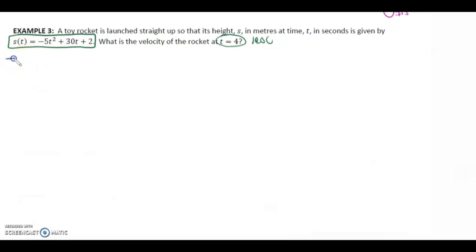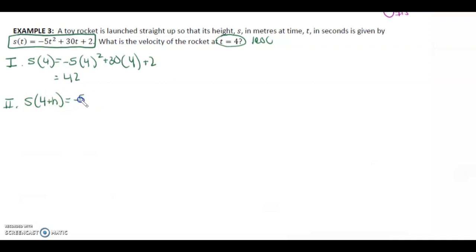Okay, so let's do the 3 steps from lesson 1.2. We're going to do s at 4, and let's go ahead and sub it in. Negative 5 bracket 4 squared plus 30 times 4 plus 2. And we are going to get 42. Okay, and step 2, we're going to sub in s at 4 plus h. So negative 5, 4 plus h squared plus 30, 4 plus h plus 2.